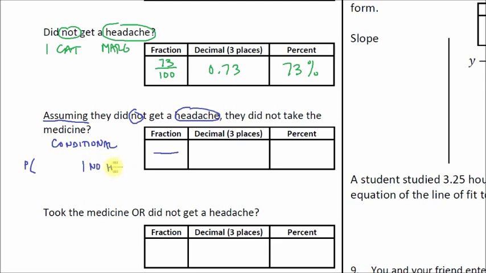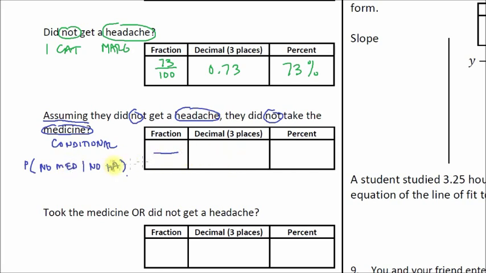I'm just going to abbreviate headache like this. Oh, how do you abbreviate headache? Oh, that looks terrible. How about if we just say HA for no headache? Let's make that a little closer. No headache. That's a little better. Still pretty ugly, but okay, no headache is our condition. And then assuming they didn't get a headache, they did not take the medicine, so no medicine. Now again, a lot of students will flip these around.